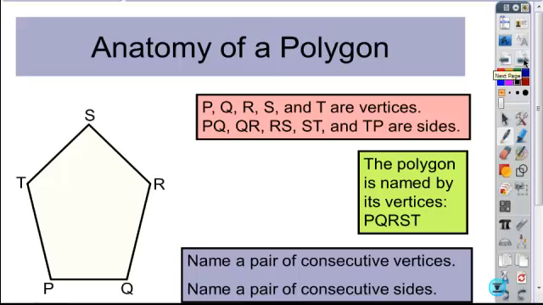Let's look at just how polygons are named and manipulated. Anytime you're naming a polygon, you're going to identify each vertex with a letter. The plural is vertices, and the singular is vertex. And the vertex is just the intersection of endpoints, or the intersection of segments.